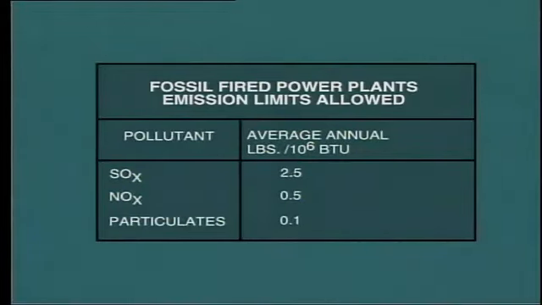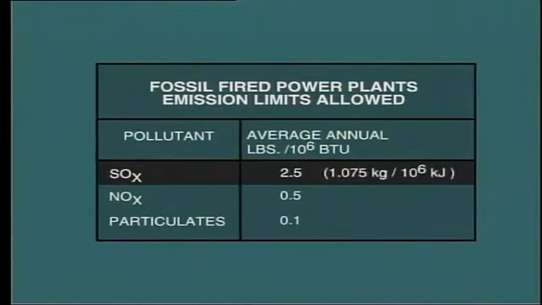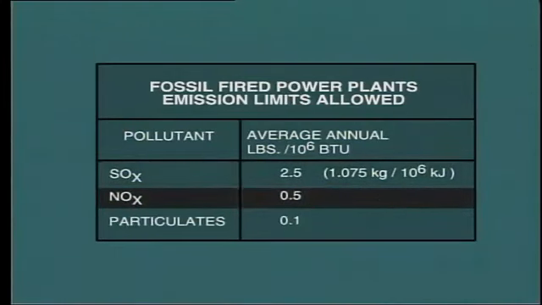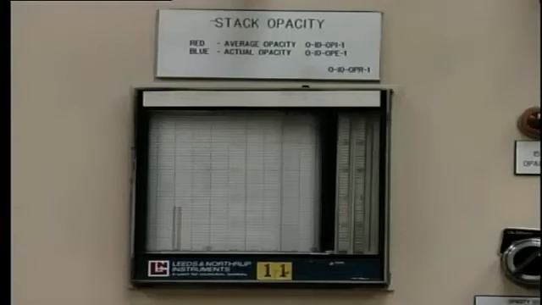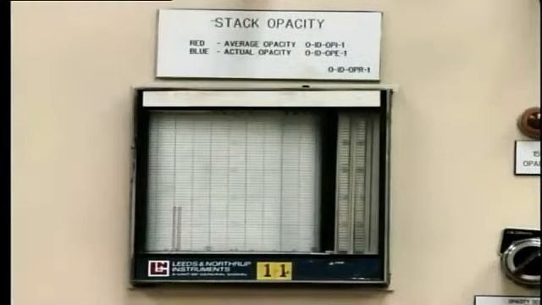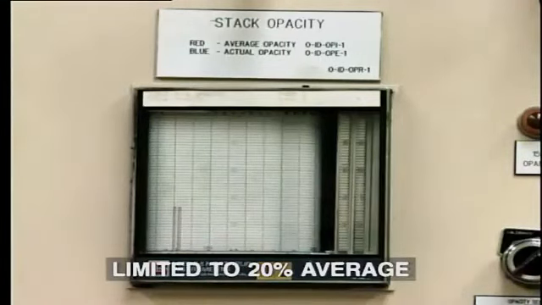The emission of sulfur dioxide must be kept below an average rate of 2.5 pounds for each million BTU burned. In metric units, this is given as 1.075 kilograms per million kilojoules. For NOx emissions, the limit is set at 0.5 pounds per million BTU. The emission of particulates is limited to 0.1 pound per million BTU annual average. Another check on particulates is the measurement of opacity, here limited to 20% as an average.